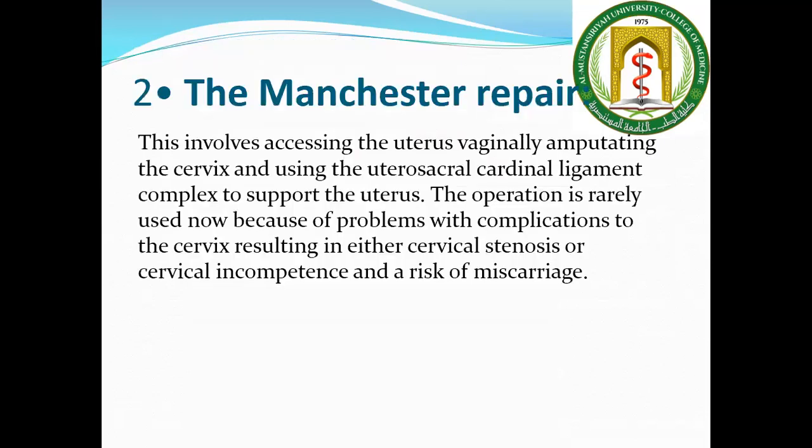The other operation is the Manchester repair. In Manchester repair, when the patient has a long cervix, we amputate the cervix. Okay, we reduce the length of the cervix because of its abnormal length, it protrudes beyond the introitus. And then we suture the uterosacral and the cardinal ligament in front of the cervix. This will help to elevate and support the uterus in place.